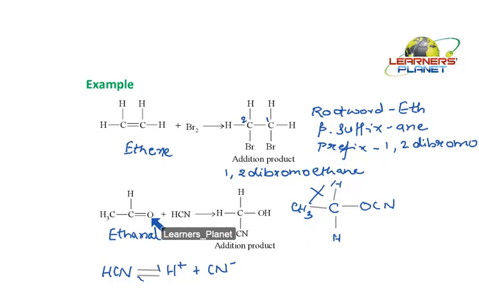Oxygen is electronegative, so it will combine with hydrogen, which is positive. Likewise, your CN is negative, so it will form a bond with carbon. So this is one of the examples of addition reaction. I'll give you a few more examples of addition reaction so that it's clear to you.